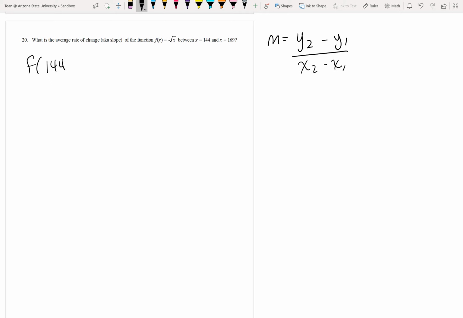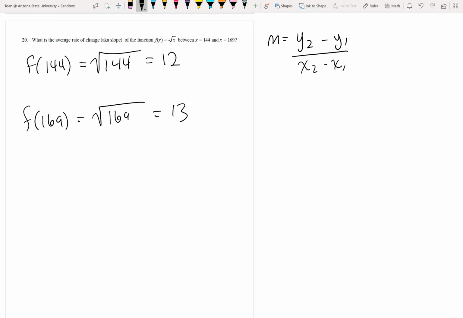So they give me 144. So what's f of 144? Just plug into the equation. Hopefully that wasn't too hard. That's 12. What's f of 169? So square root of 169. If I know my square roots, I think that is 13. Yeah, I think that's 13. What does all this work tell us? That tells us that the x value of 144 relates to the number 12. The x value of 169 relates to the number 13. There you go. There are your 2 points.